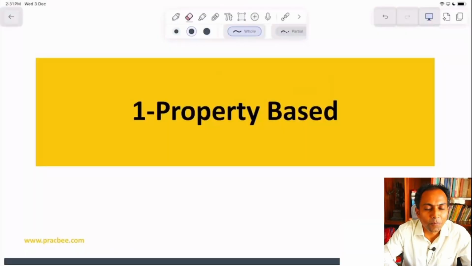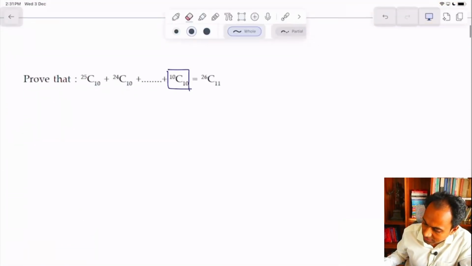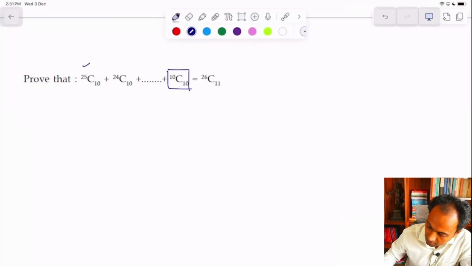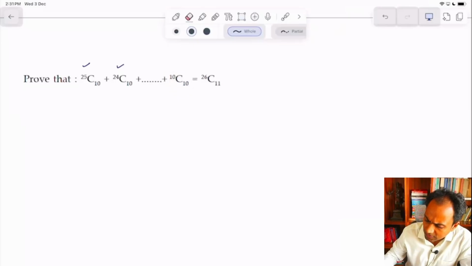Let us start with property based questions, that is type 1. In this type 1 questions, you can see a very typical question. You will see that the series will start with 25C10. Then the upper part, n part, is getting reduced by 1 in every term and the bottom part remains 10 in every term. Now how to solve this question? And then once we have solved, I will give you a formula to directly do it.